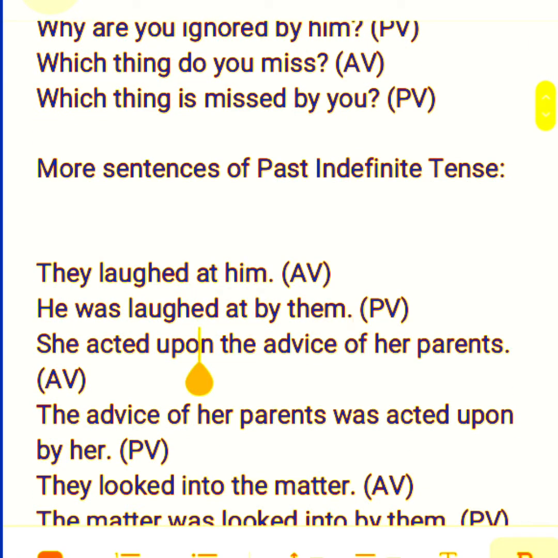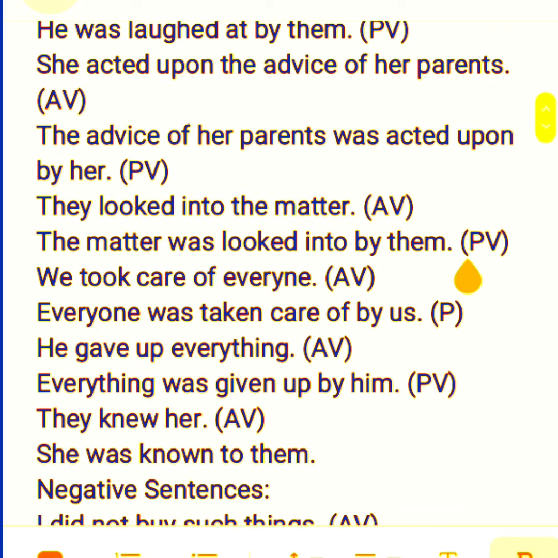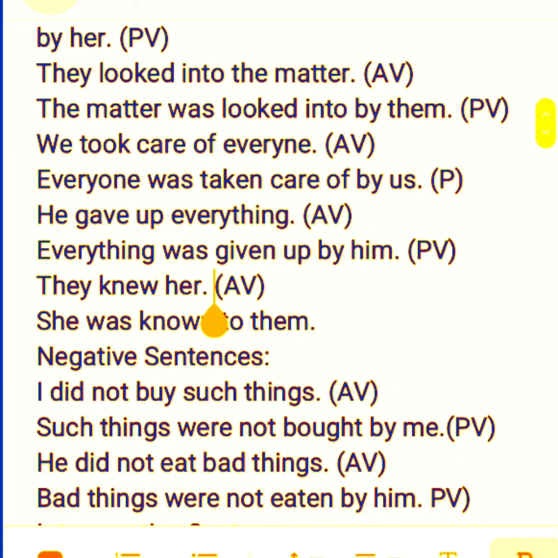She acted upon the advice of her parents. The advice of her parents was acted upon by her. They looked into the matter. The matter was looked into by them. We took care of everyone, everyone was taken care of by us. He gave up everything, everything was given up by him. They knew her, she was known to them.